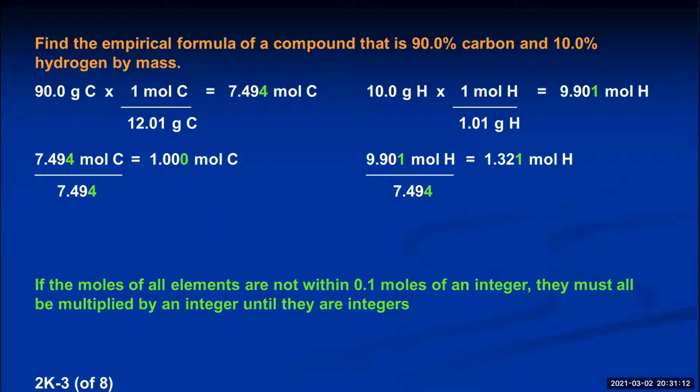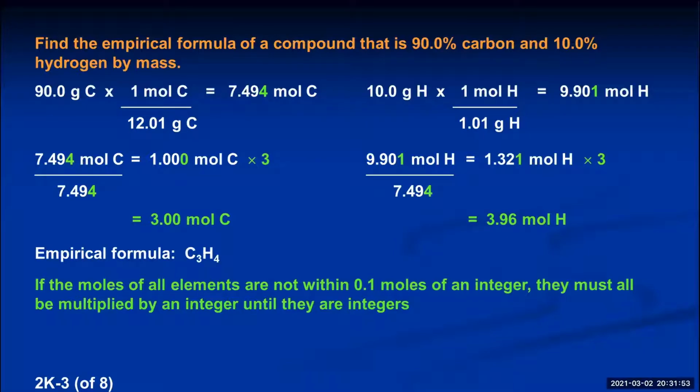So if multiplying by 2 doesn't work, the next thing you do is try multiplying by 3. So we'll try multiplying both by 3, and we'll see if this winds up making integers. 1.000 times 3 is 3, and then 1.321 times 3 turns out to be 3.96, and that is within that magical range of 0.1 of an integer. It's between 3.90 and 4.10. So now we can round that number of moles of hydrogen to the integer 4. And so this sample really probably was, without experimental error, 3 moles of carbon to 4 moles of hydrogen. And if the mole ratio is 3 to 4, the atom ratio must be 3 to 4. So we would say the empirical formula is C3H4.